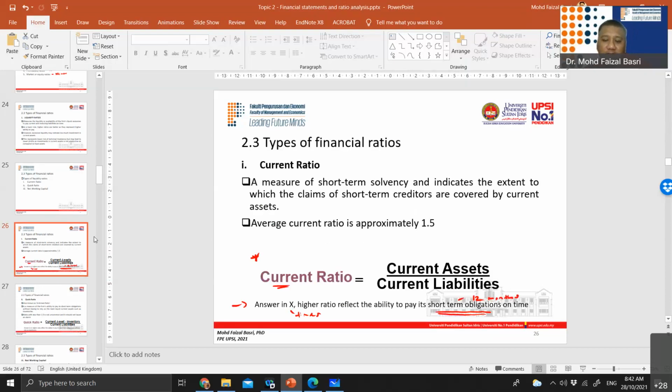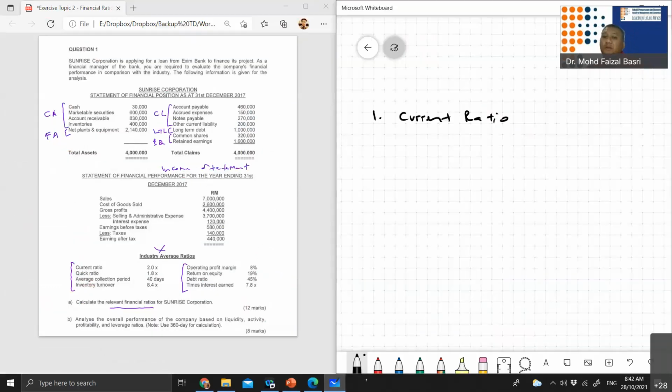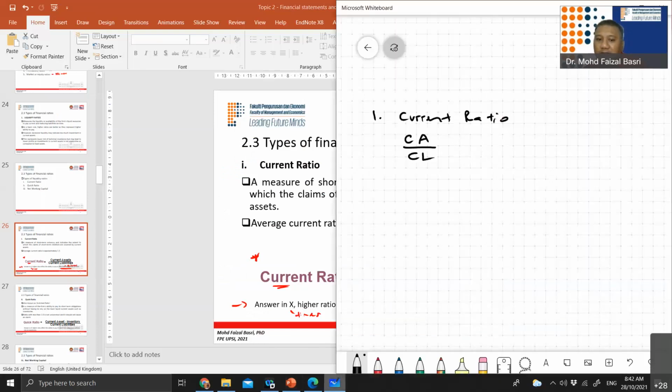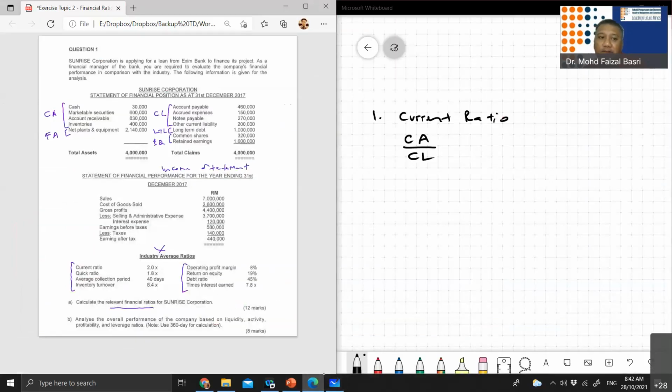Anyway, as I said, just go to the notes or to the videos to revisit the formula itself. But for this exercise, I assume everyone already knows. So for current ratio, the formula is current assets divided by current liabilities. For the first one I show the formula here, current assets divided by current liabilities. For the rest I won't revisit it, I'll just go straight. So that's the importance of labeling our information here.